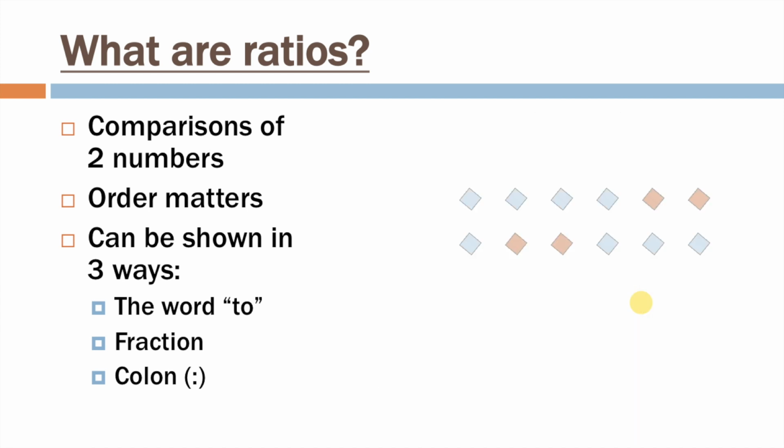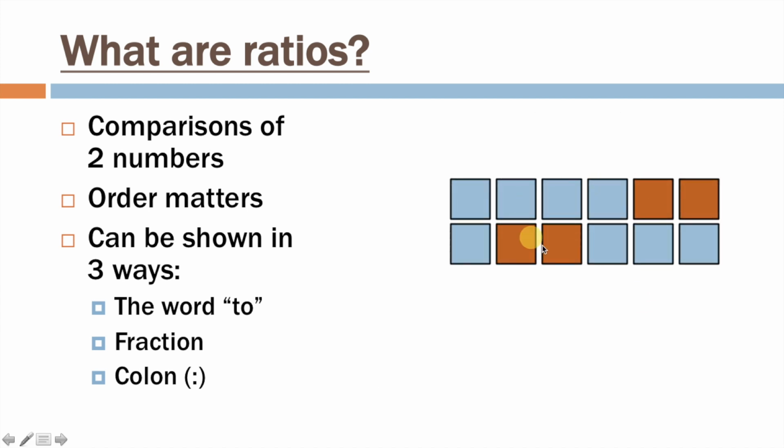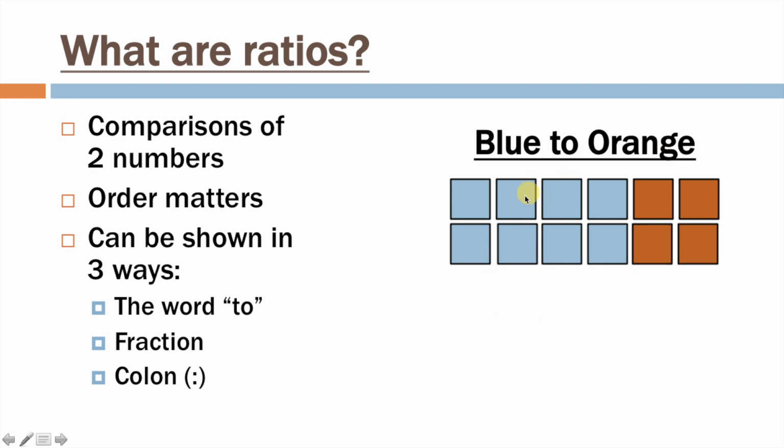Here's another example. Let's say we have all these squares here, and I want to know the ratio of blue squares to orange squares. I'm going to rearrange this very quickly so I have the blue on one side and the orange on the other. Here we go. I got all my blue together now, and I've got all my orange together.